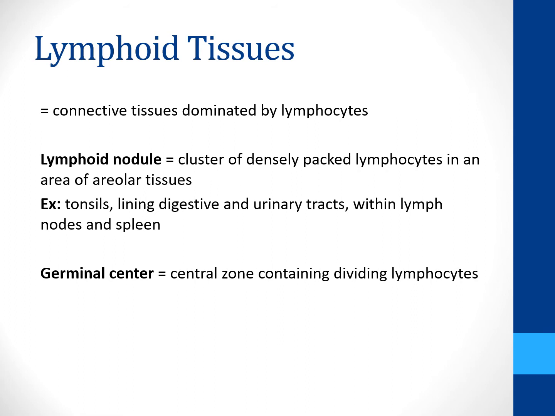Examples of lymphoid nodules are the tonsils, linings of the digestive and urinary system, the reproductive system, the respiratory and urinary systems, and also within lymph nodes and in the spleen, we've got lymphoid nodules. The center of the lymphoid nodule is called the germinal center, and that's where you've got lots of dividing lymphocytes in the center of that lymphoid nodule.